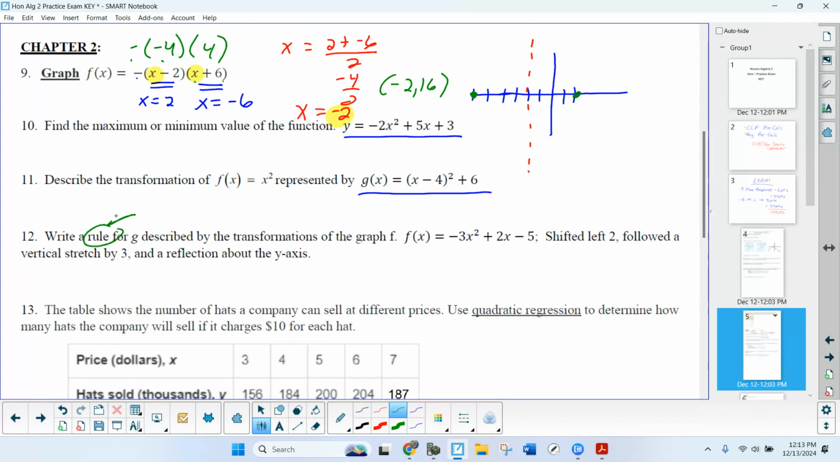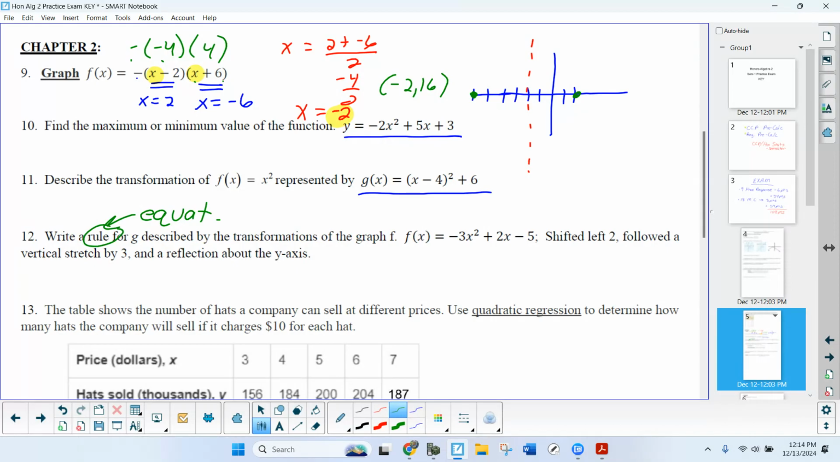Remember, rule is the same thing as what? Equation. So write an equation after we've shifted it left 2, with a vertical stretch by 3, and reflected over y. So this was in chapter 2 because it was quadratic, but didn't we just do this again? It's just we had higher degree polynomials.